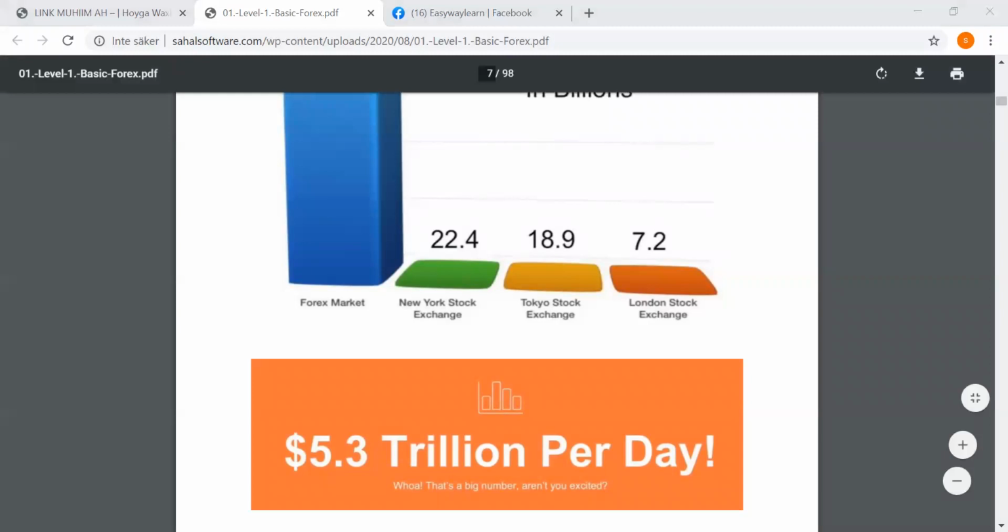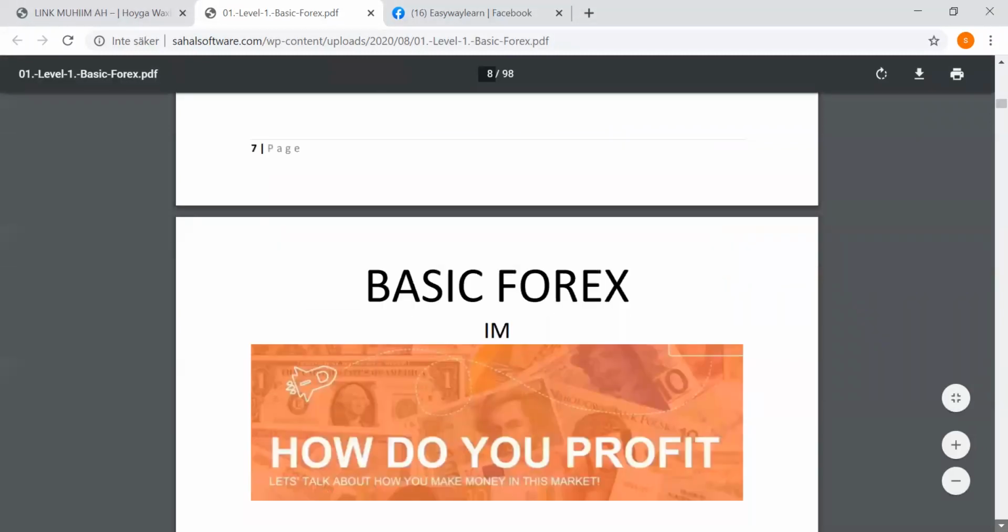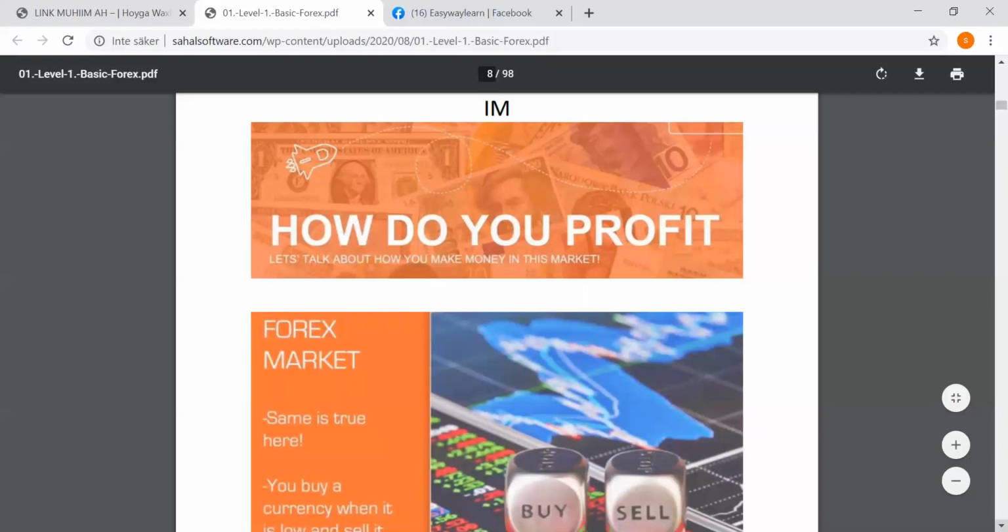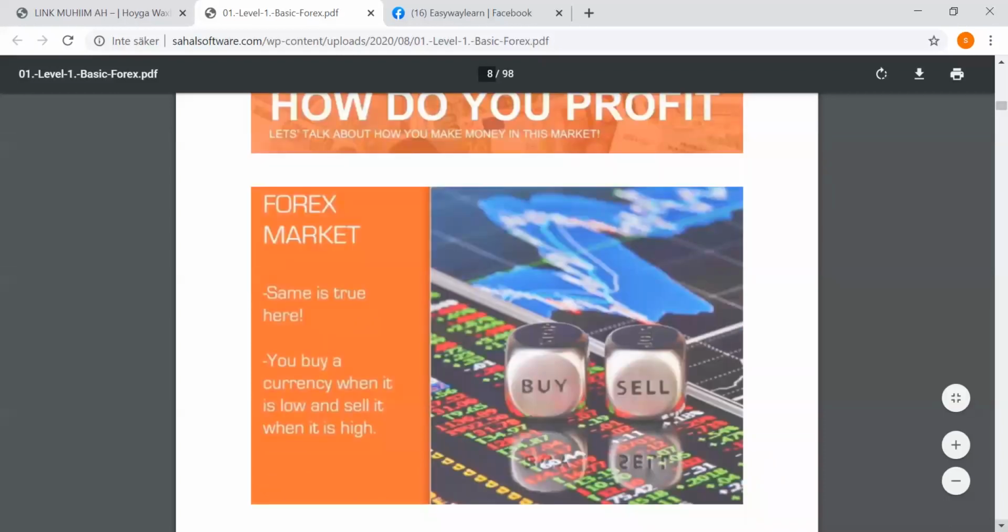How do you profit? Let's talk about how you can make money in this market. The only way that you can make a benefit is through buying or selling. You buy a currency when it is low, and you sell the currency when it is high. That's the only thing happening in this market. You buy when a currency is at a very low price, and then you sell it when the currency goes up. In any business, this is what happens.